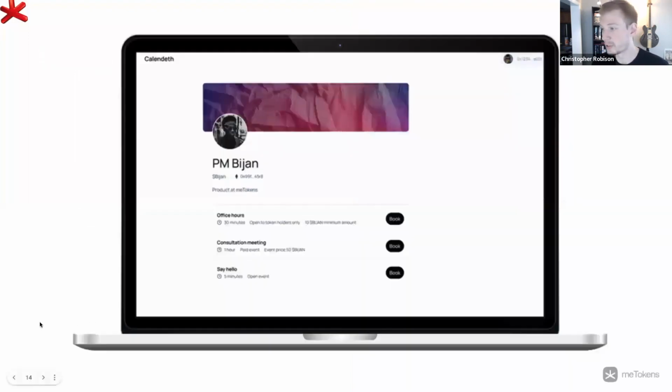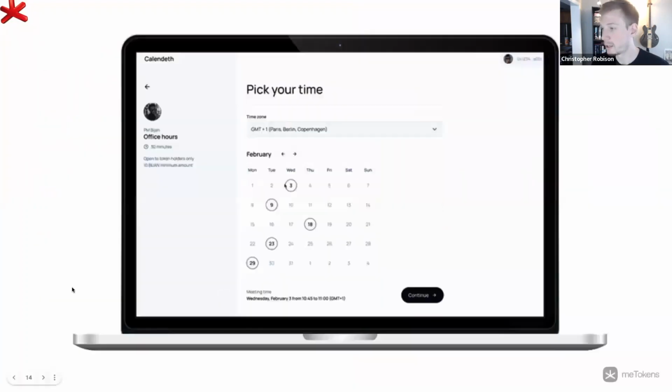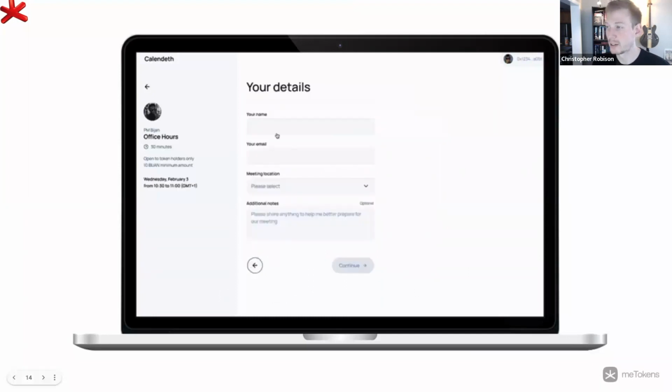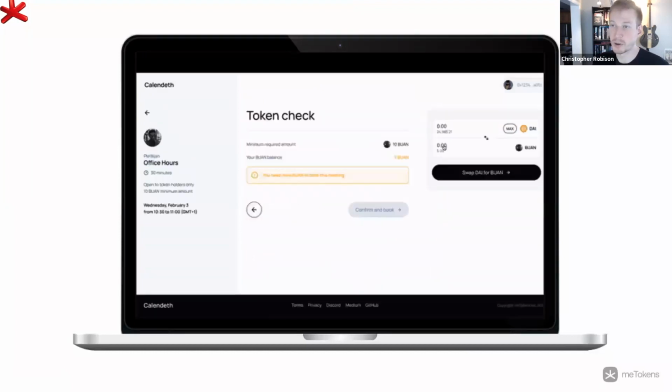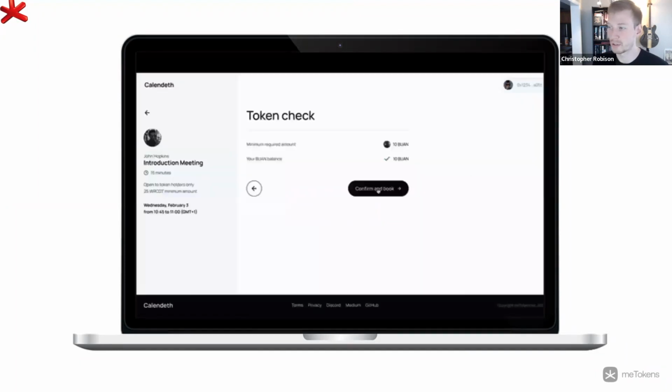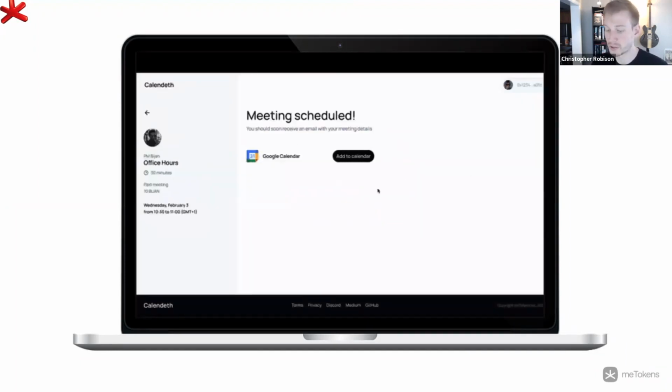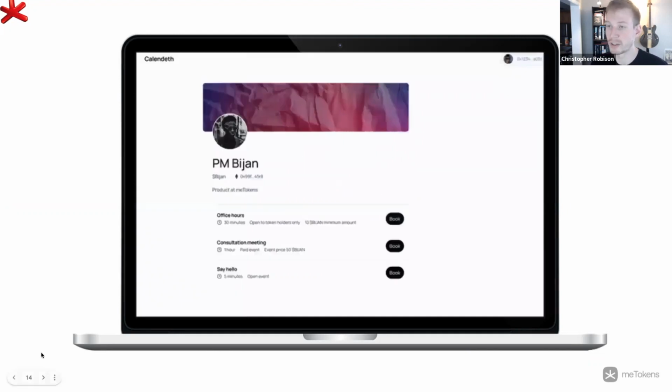And just to visualize what this looks like, here's a quick booking event using Calendeth where you can go into somebody's calendar. You can go ahead and fill out your name, email, and the topic of the meeting. And then here you're token gated. You have to hold so many of their personal token in order to book the event. So you can obviously purchase more tokens from the booking event if you don't have them, and then go ahead and confirm the checkout.